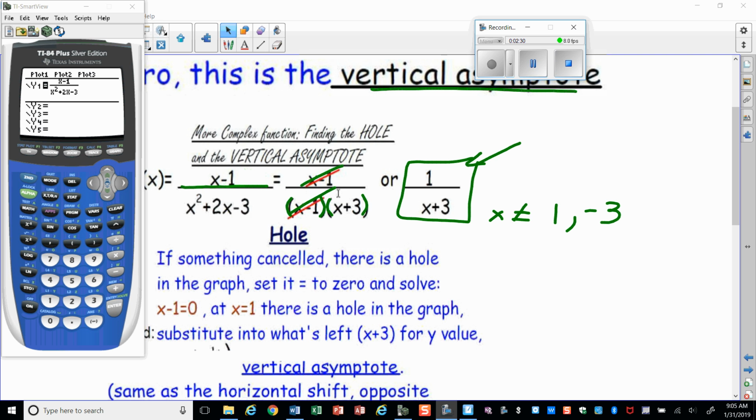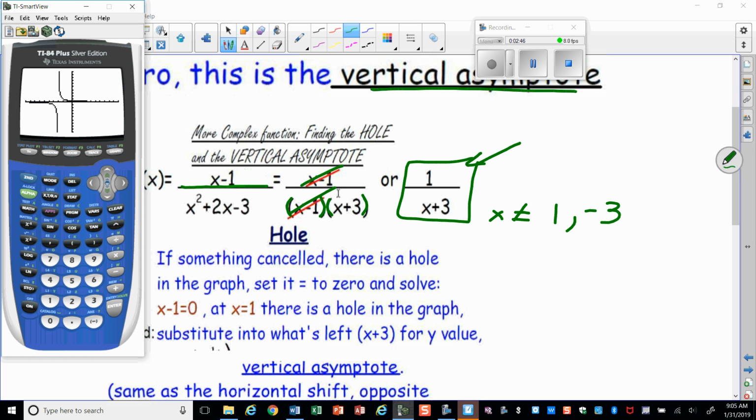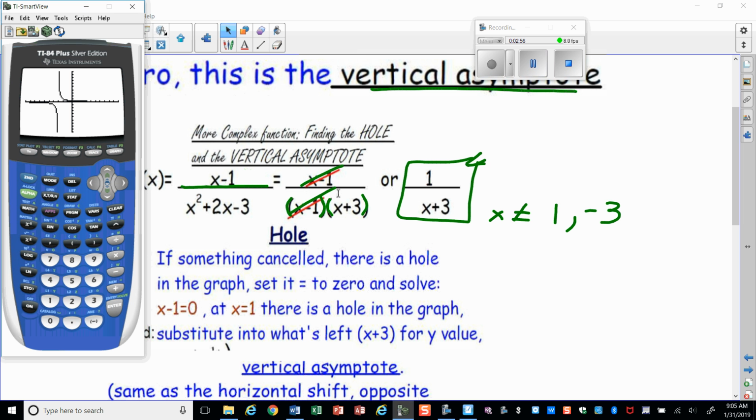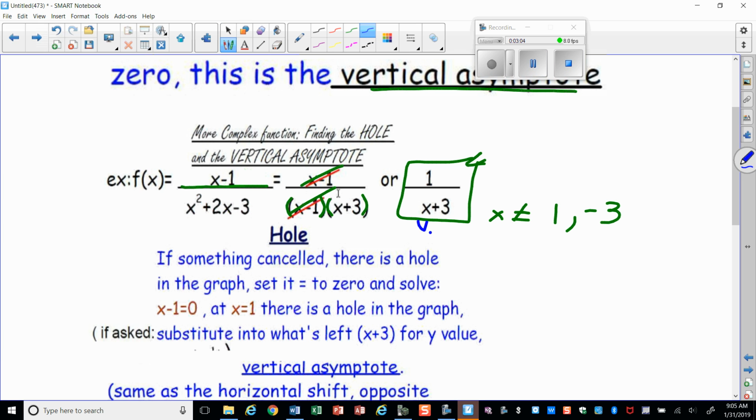Okay, so we put in that function, y equals x minus 1 over x squared plus 2x minus 3. And when you look at the graph, it looks just like our regular hyperbola, y equals 1 over x, because that's what's left. Notice you have your vertical asymptote at negative 3, because that's the factor that's left. So that's my vertical asymptote, x equals negative 3.